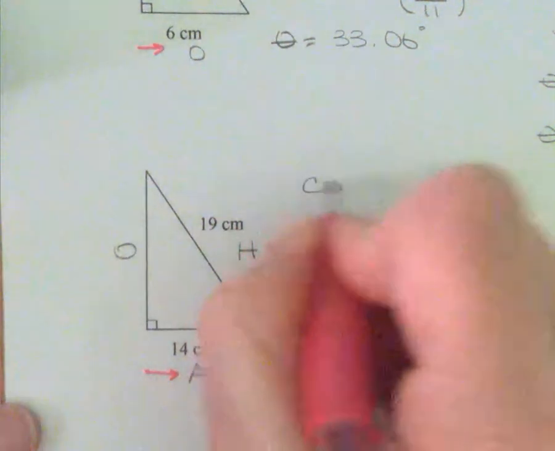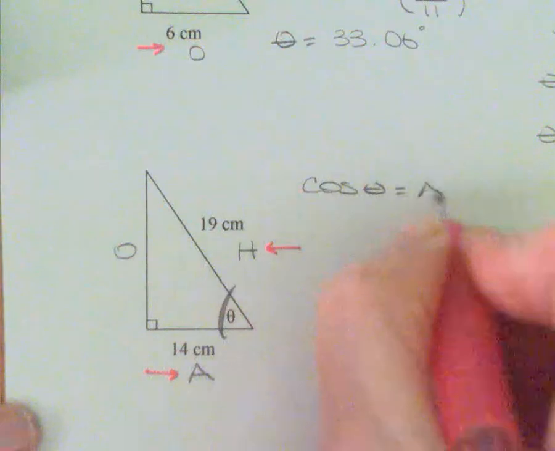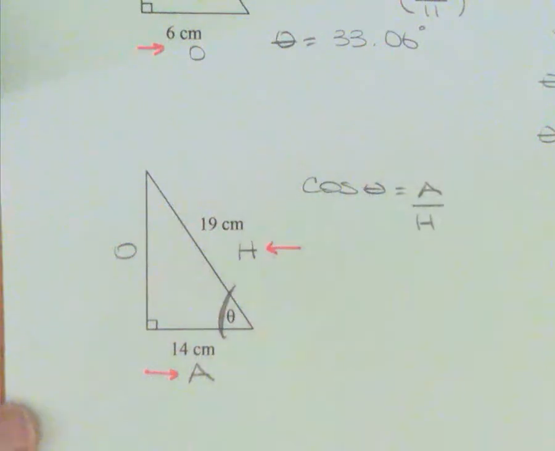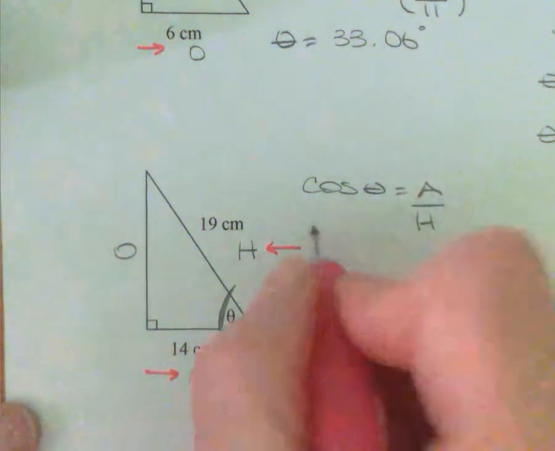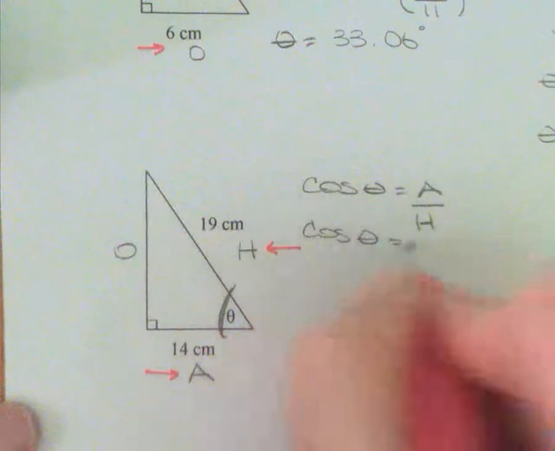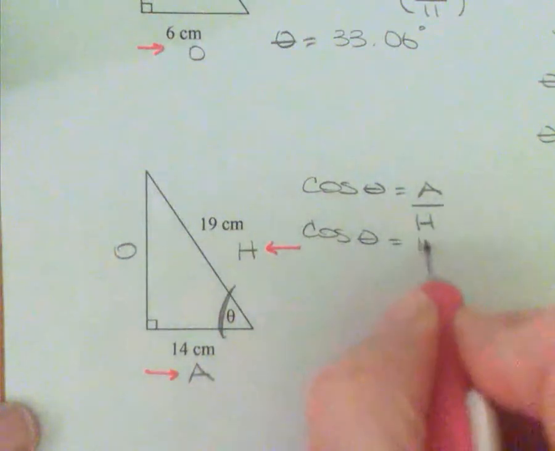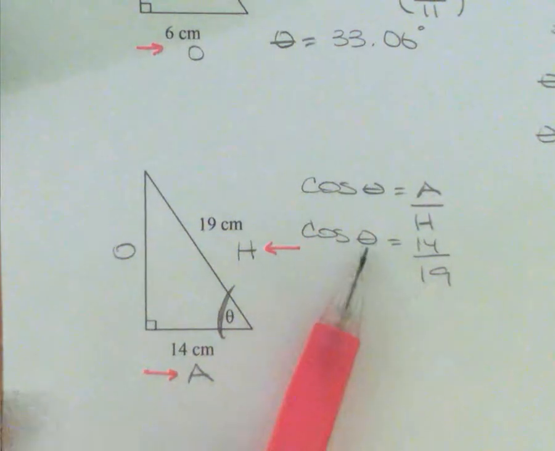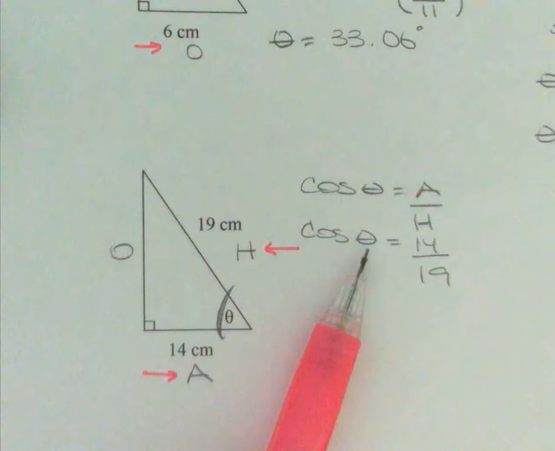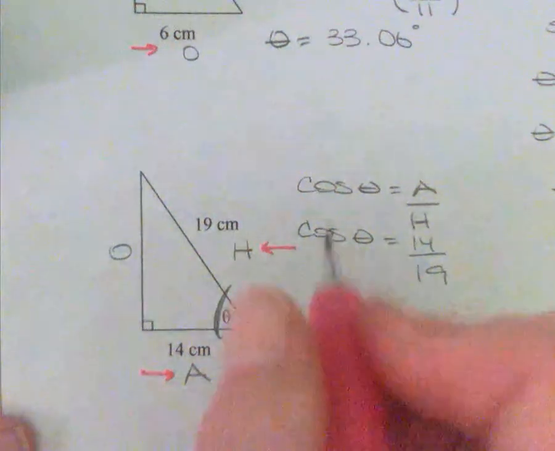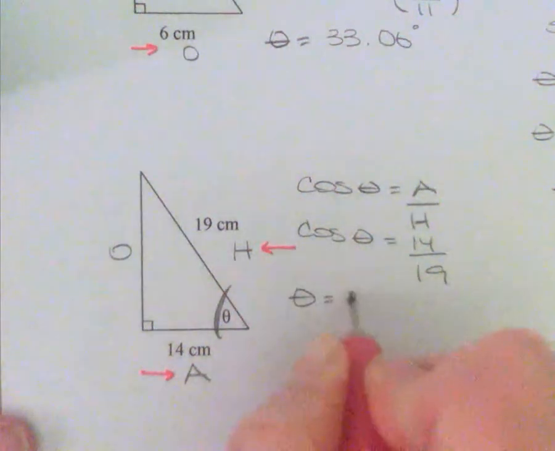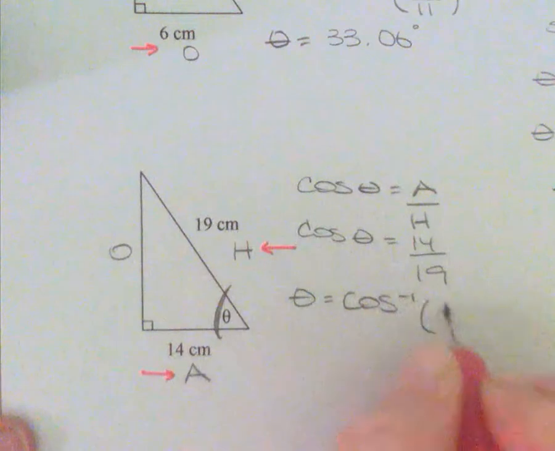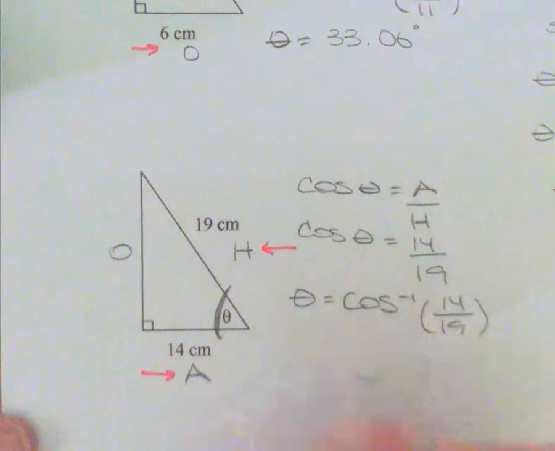So I'm going to say that I have cos theta is equal to adjacent over hypotenuse. So I have cos theta, adjacent would be 14, hypotenuse would be 19. So I don't cross multiply again. That would be for a side length that I would do that. I'm looking for an angle. So we do a little bit differently. Again, we're going to do cos inverse 14 over 19.